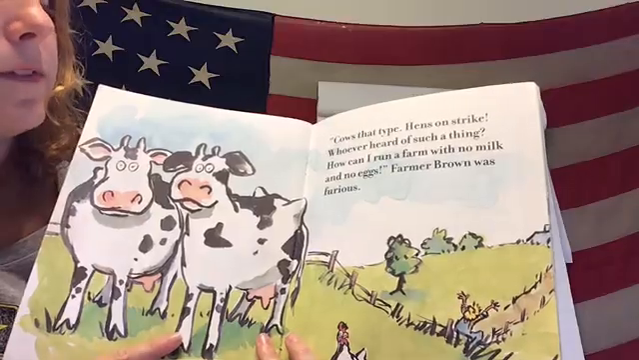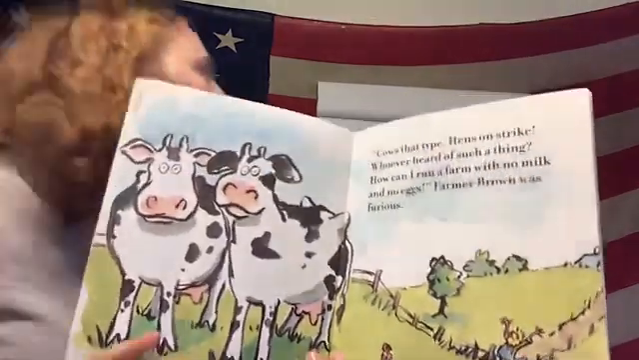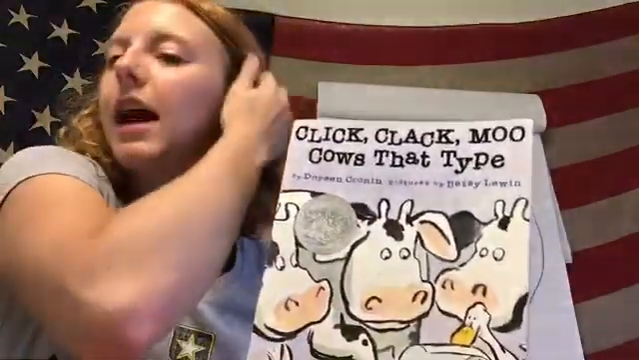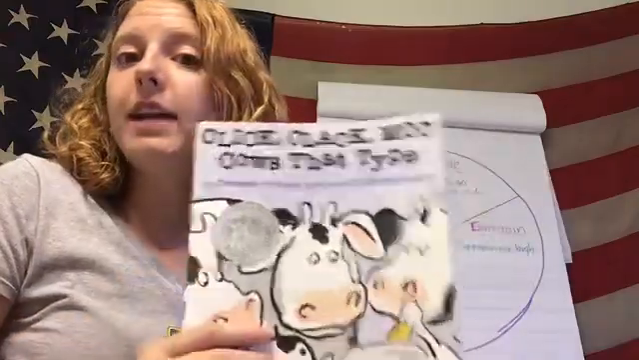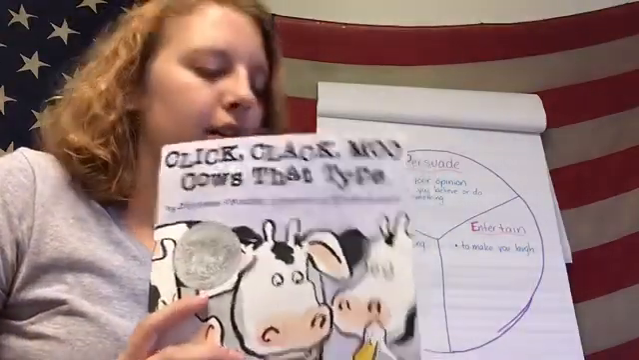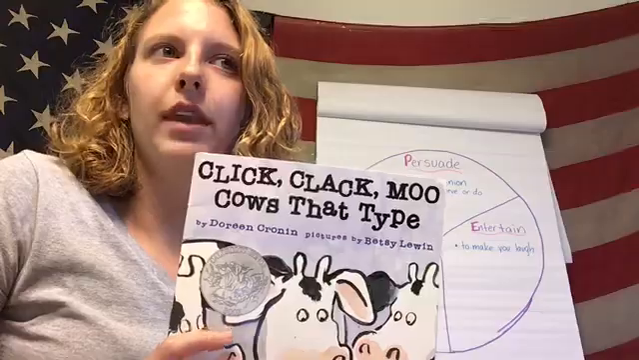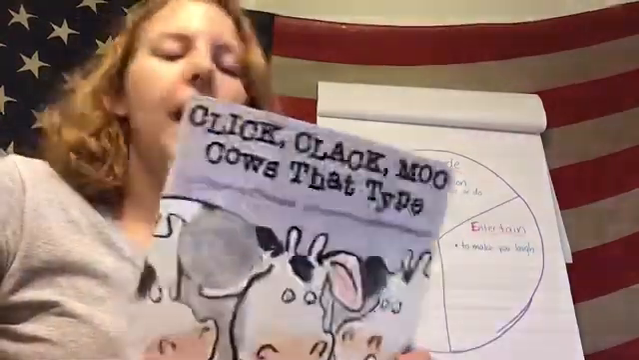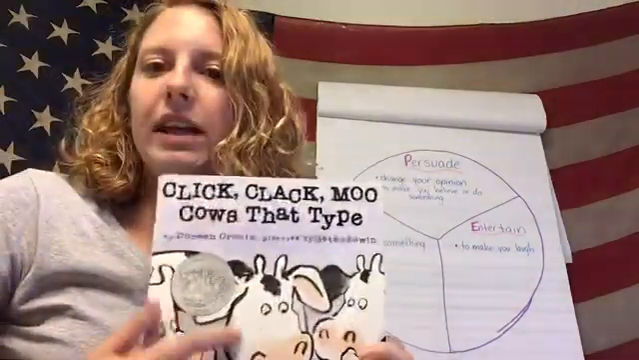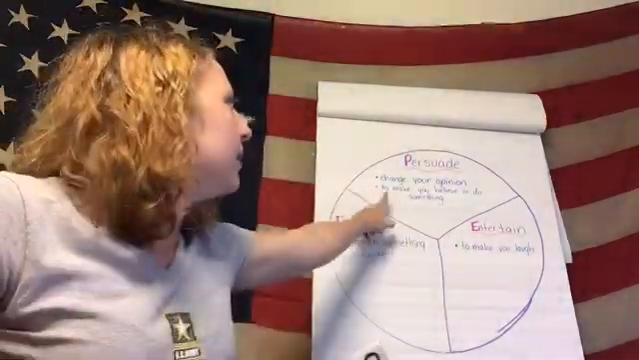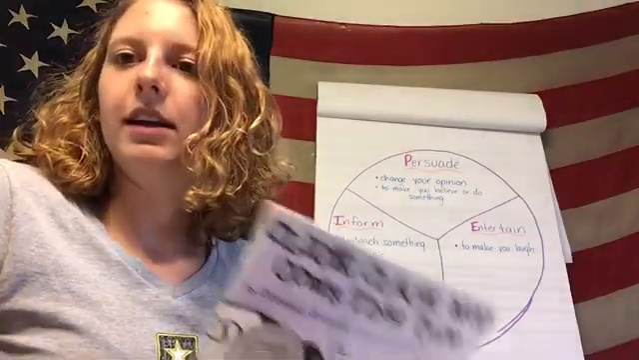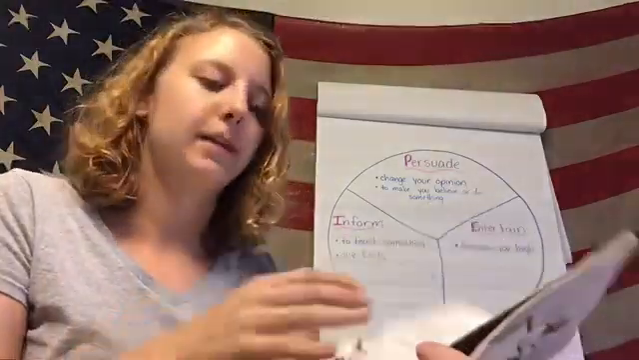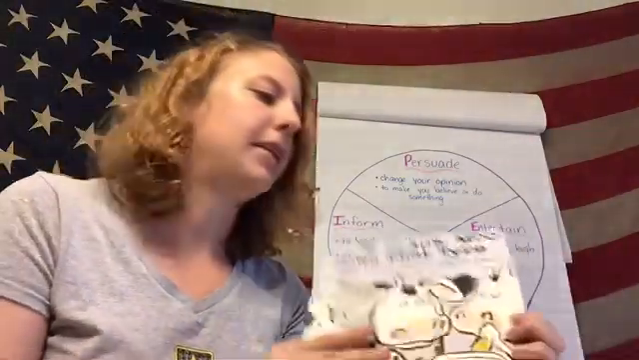Farmer Brown was furious. So notice that the cows are using the typewriter to try and persuade the farmer to get electric blankets for them because they're cold at night. So they're saying, I won't give you any milk or I won't give you eggs until we get our electric blankets. They're trying to make the farmer do something so that they get their way. That's called persuade. So we're going to go ahead and stop there.